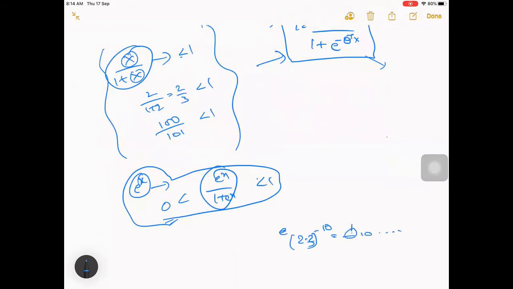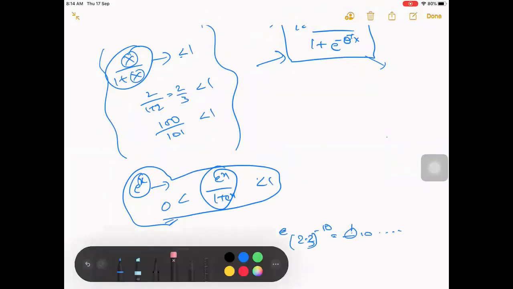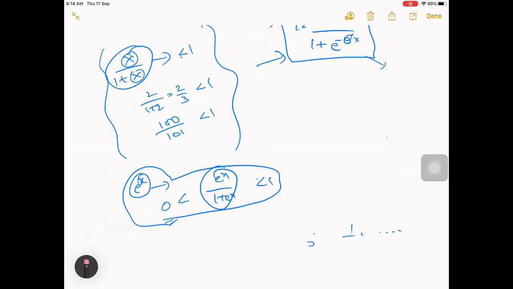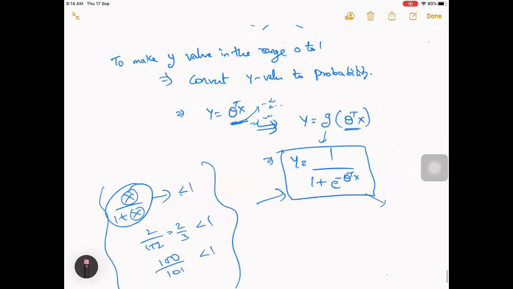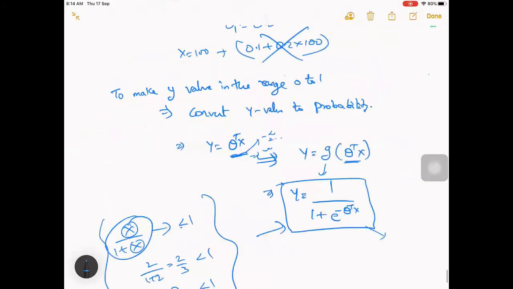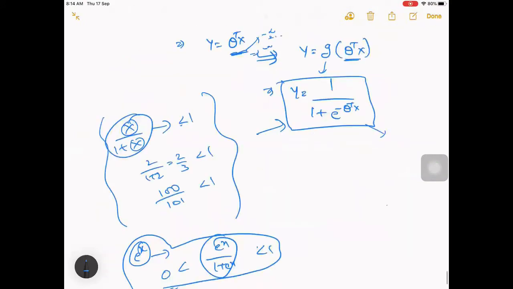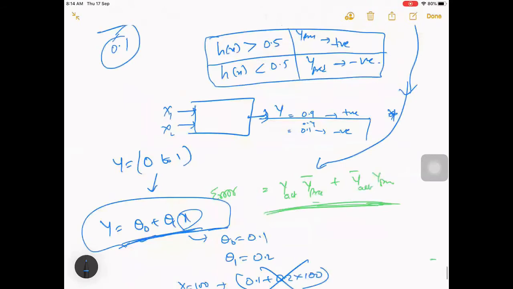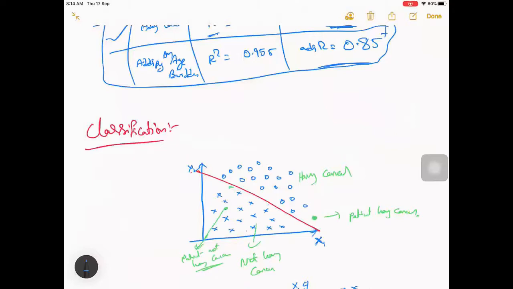Okay, so something like this, you will always be getting a value within 0 to 1. So instead of using this as your model structure, your model definition, you can use this. And one more thing: this classification model that we are discussing here, we call it logistic regression.